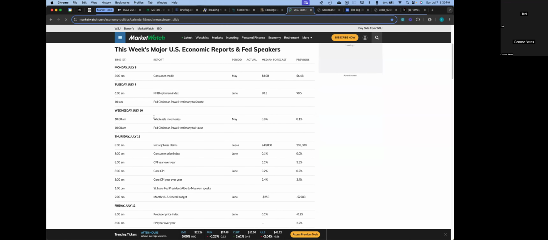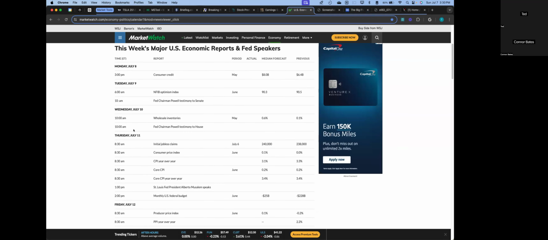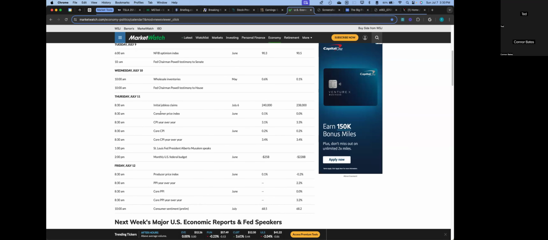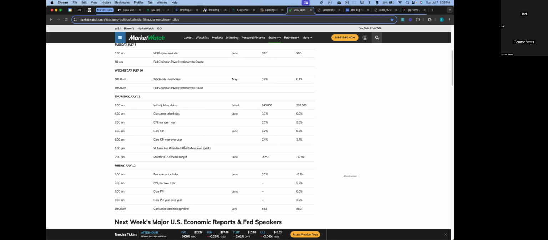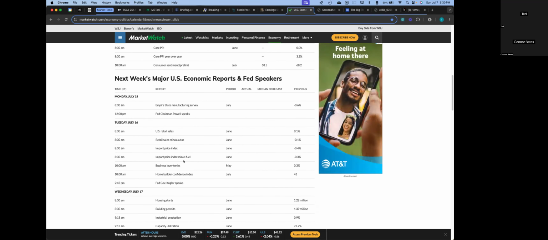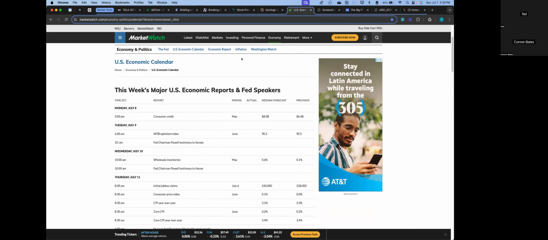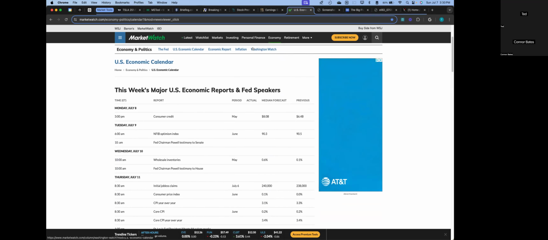In economic data, we have Powell speaking at 10 a.m. to the Senate on Tuesday, then speaking to the House on Wednesday at 10 a.m., and then some big numbers once again, CPI and core CPI, some more jobless claims, and then PPI, core CPI, and consumer sentiment Friday. So CPI is Thursday, and then PPI is Friday. And then the following week, we don't have to talk about the following week. We'll just talk about this week. And yeah, so that's economic data, earnings, and then that quick Tesla that I wanted to share.